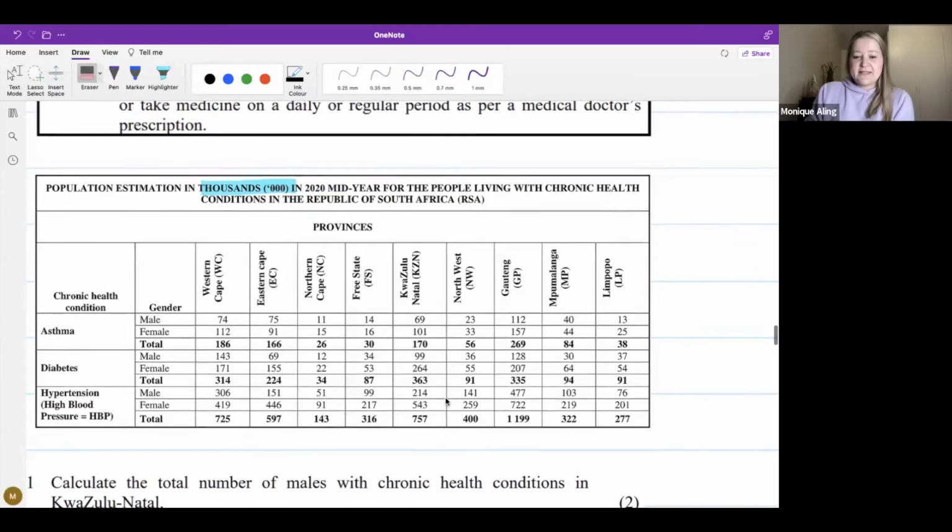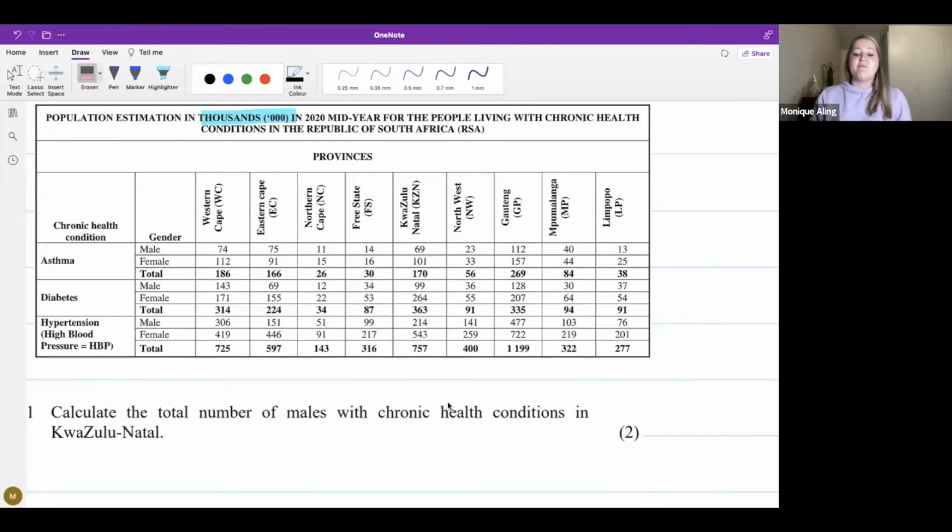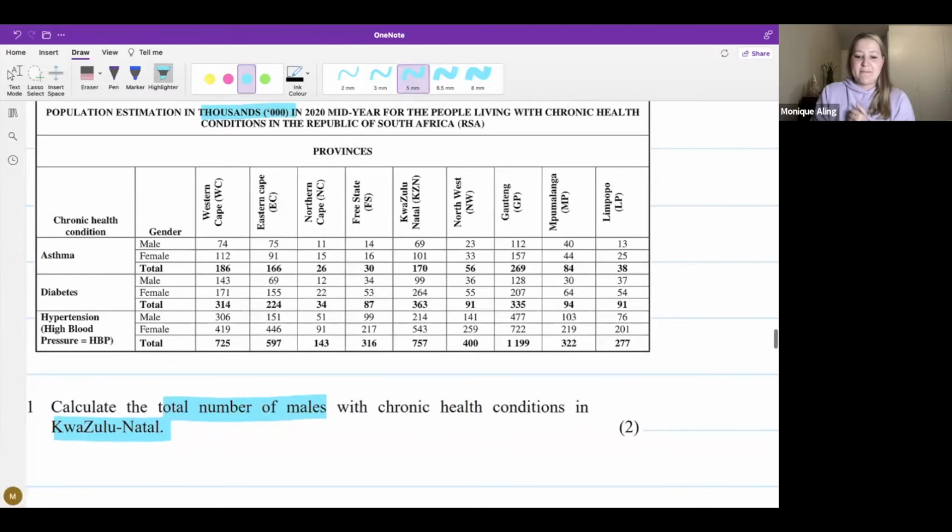Okay, so looking at the table, let's try question 1. Calculate the total number of males with chronic health conditions in KwaZulu-Natal. So again, whenever you look in a lot of information, highlight the important things in a question. So they want to know the total number of males in KZN. I'm going to ask you guys to quickly do that for me.